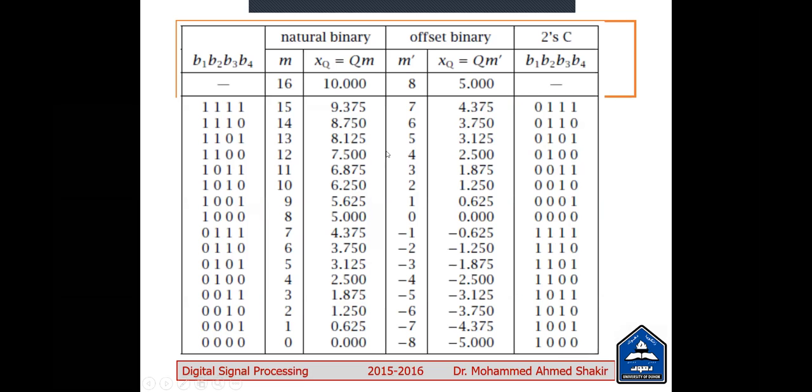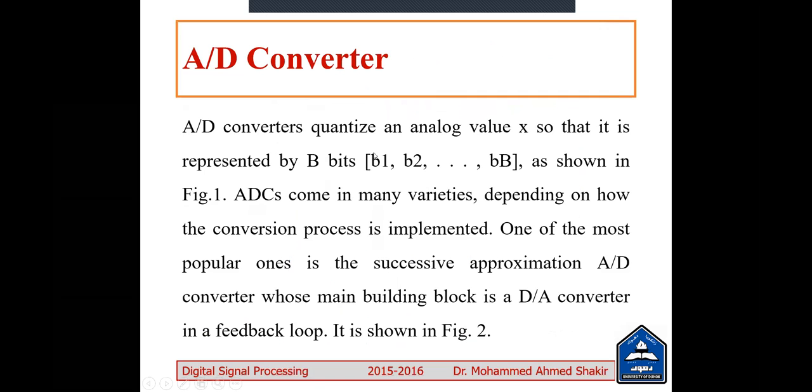These are the three numbers that we are going to consider in the A to D converter. The remainder of this lecture will be dedicated to the A to D converter. Before talking about it, we have talked about the D to A converter, which is the main block in the successive approximation A to D converter. A to D converters quantize an analog value X so that it is represented by bits. Quantization means rounding or approximating the actual sample value to the nearest quantization level, represented by B bits, B1 up to B subscript capital B, which is a vector.